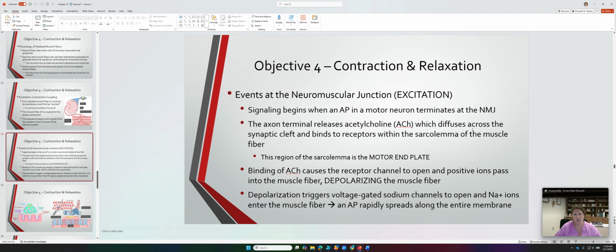That neurotransmitter is going to diffuse across. It's going to bind to proteins on the muscle cell membrane, or the sarcolemma. And these proteins that the acetylcholine is binding to are going to be some of those ligand-gated ion channels. And so what's going to happen is when the acetylcholine binds, it triggers the opening of those ligand-gated ion channels, and we're going to have positive ions, or sodium, rushing in, and that depolarizes or excites the muscle fiber. And then that action potential is going to spread down the muscle cell.